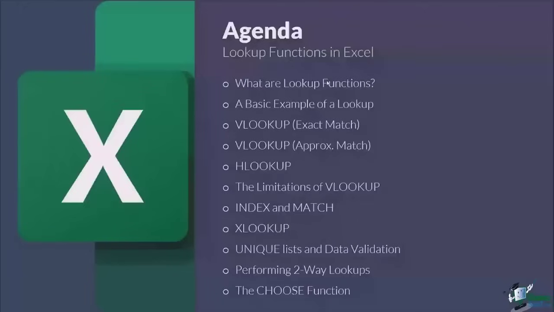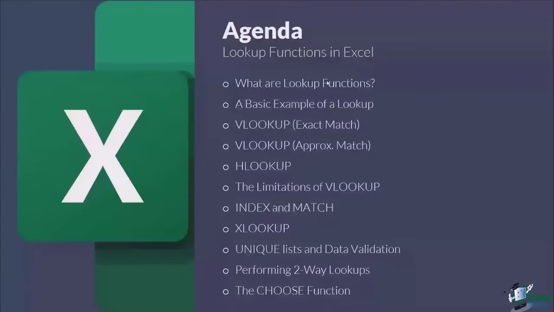We're then going to move on to talking about HLOOKUP. Now, if you're wondering what the difference is between these two, VLOOKUP stands for vertical lookup and HLOOKUP stands for horizontal lookup. So we'll look at an example of that as well. And then once I've taught you all of that, I'm then going to tell you why sometimes using VLOOKUP isn't the best way to go. There are definitely some limitations with VLOOKUP.